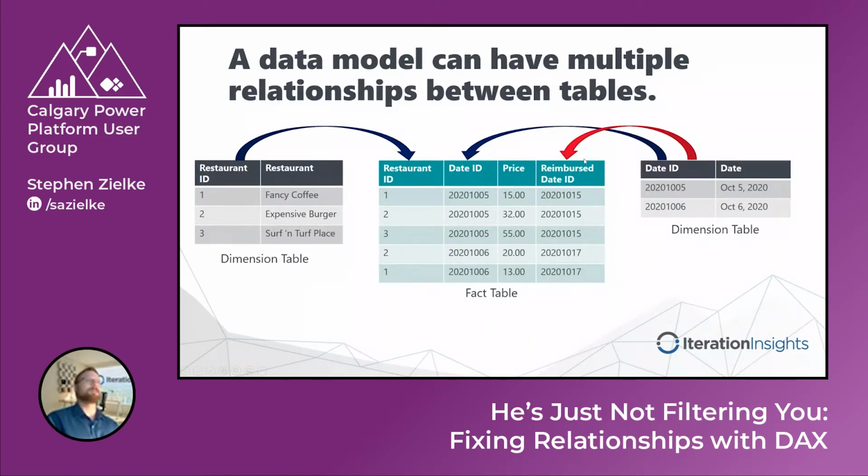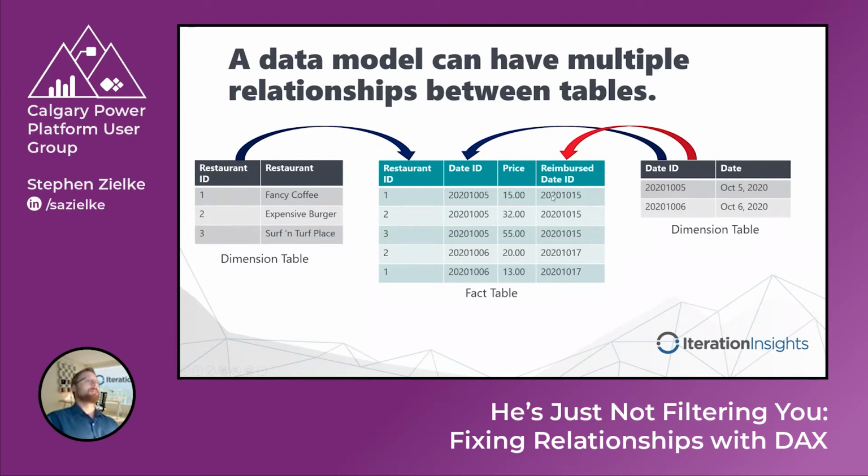multiple relationships between the tables. Here I've added another column to my fact table for my reimbursed date ID. This was supposed to be a business trip, but I was hoping to get reimbursed. I've colored this relationship red because in Power BI, if you have multiple relationships between tables, only one of those relationships is going to be active. Any additional relationships you make are inactive, so that's what the red is indicating here.